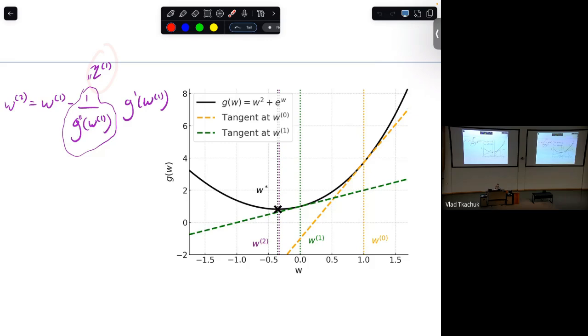And so in the picture, what happened is we started at W0, we jumped to W1, then we calculated the gradient here, and then we took another step here. And we can keep repeating this process, and the point is you keep getting closer and closer to the minimum of the function.